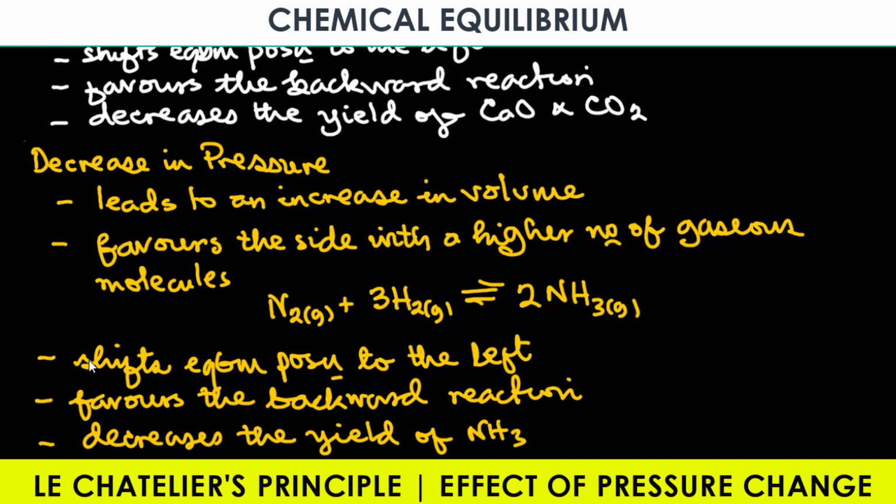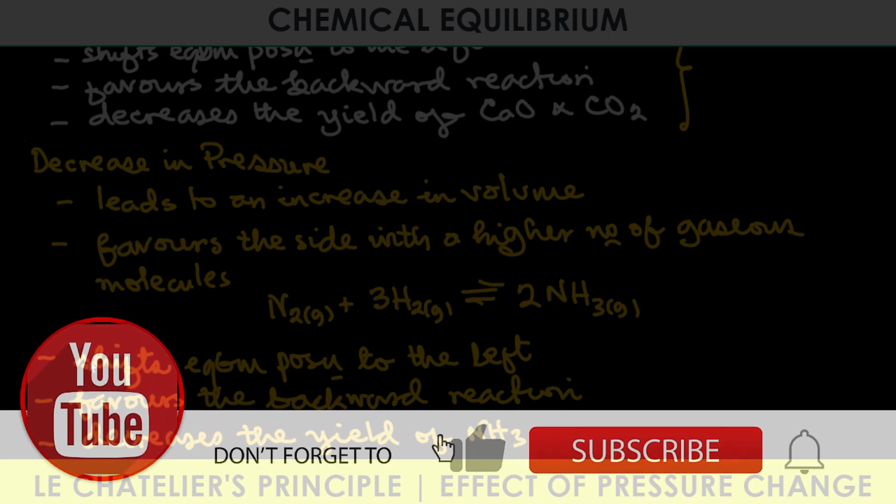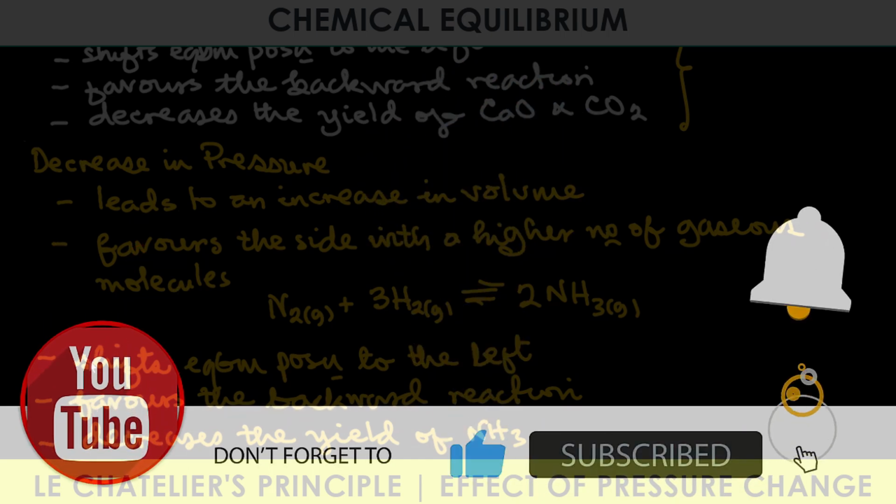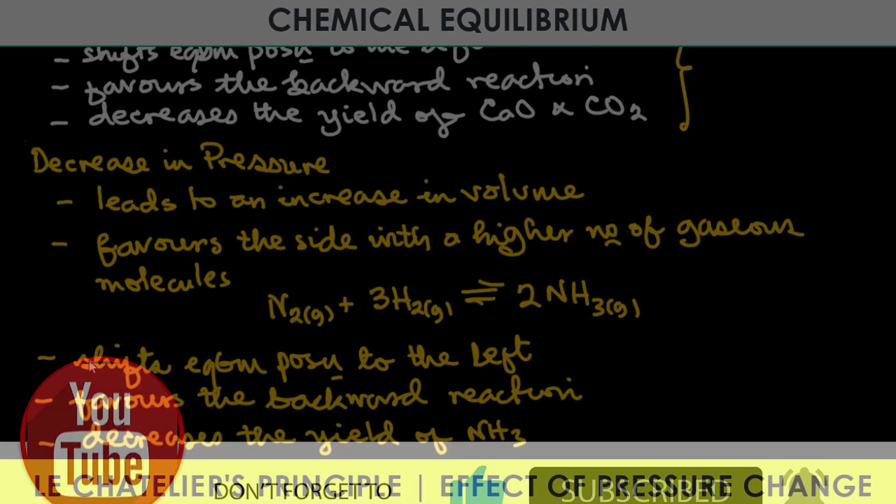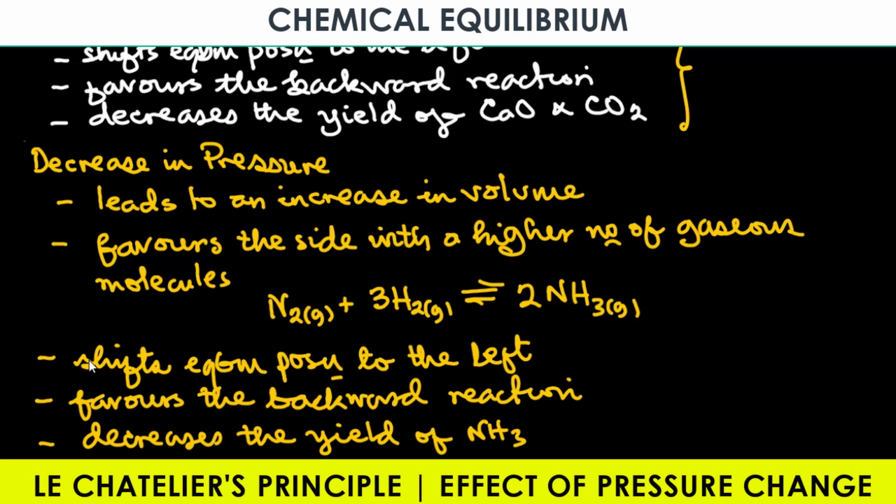Whereas if we decrease the pressure of the system for the thermal decomposition of calcium carbonate, it would be the opposite of all this, right? It shifts the equilibrium position to the right, because that's the side with the higher number of gaseous molecules. It will favor the forward reaction and increase the yield of calcium oxide and carbon dioxide. So that is that on the effect of change in pressure on the equilibrium position of a reversible reaction. So we move on to concentration.